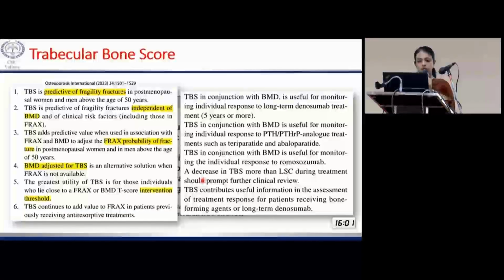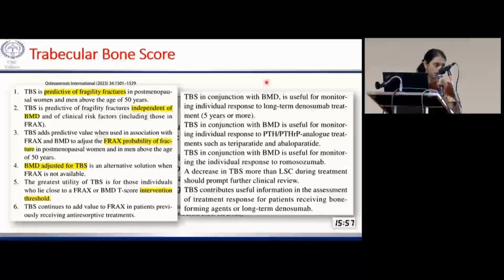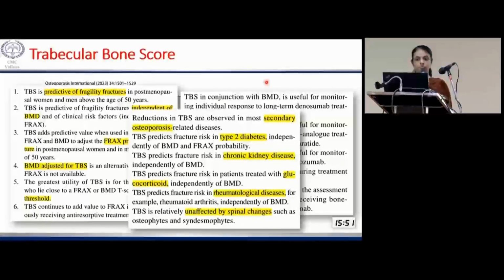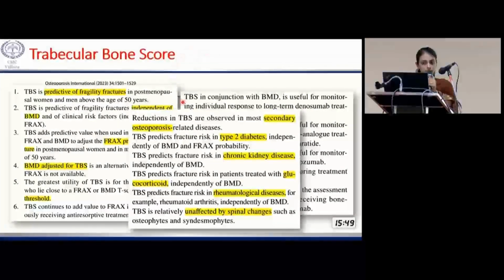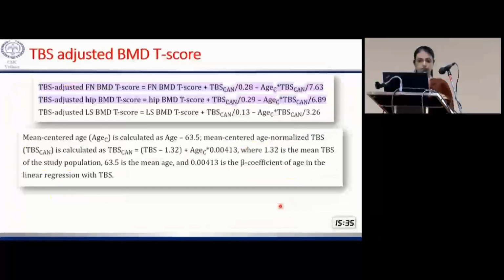The other uses would be to monitor therapy, whether the patient is on antiresorptives like zoledronate or denosumab or on anabolic therapy. Again, in secondary osteoporosis, it does have value, and I'll come to that: type 2 diabetes, CKD, glucocorticoids, various rheumatological diseases, and it's usually not affected by spinal changes like osteophytes and syndesmophytes.